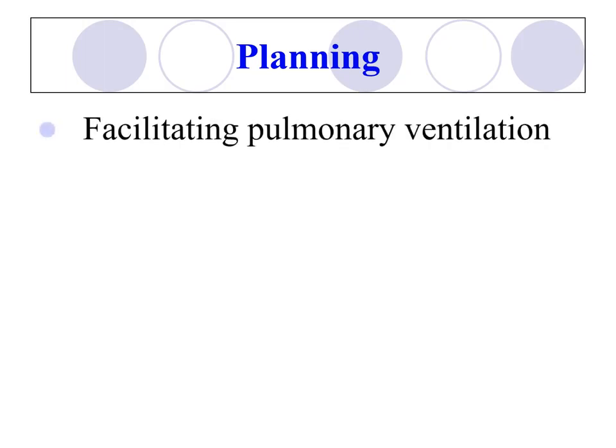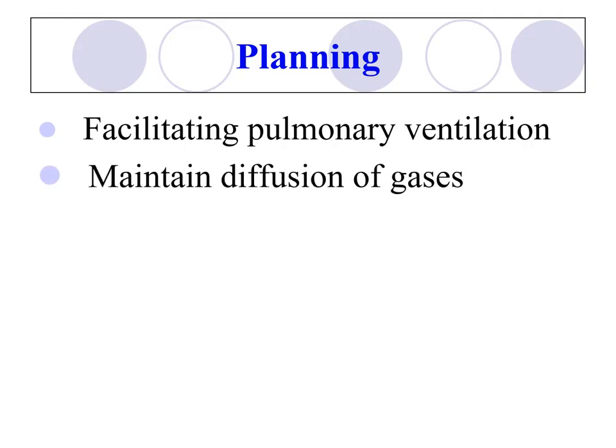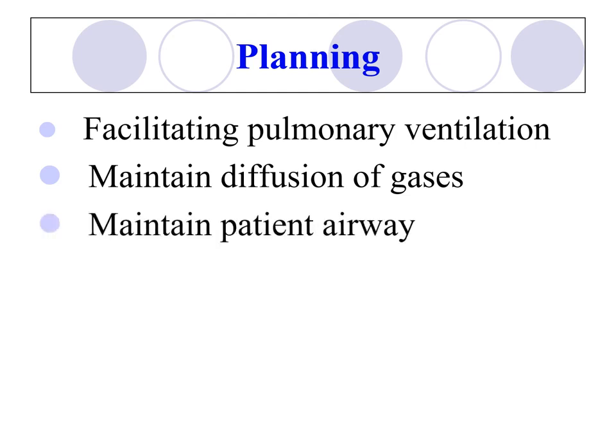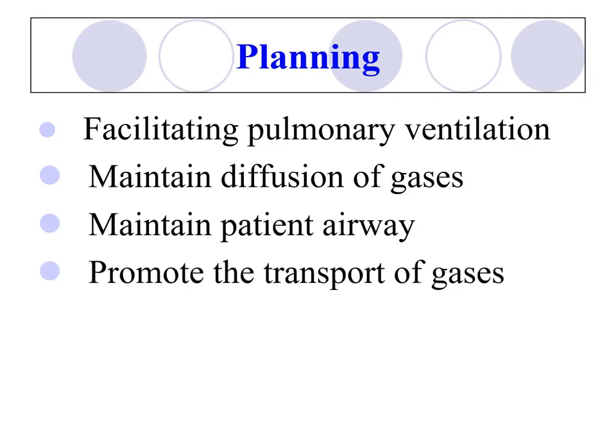So then we will go to the planning. In the planning, we have to facilitate pulmonary ventilation. So in case of airway, anything that interferes with the airway, we have to facilitate the ventilation, maintain the diffusion of gases at a normal level, maintain a clear and patent airway, and promote the transport of gases.